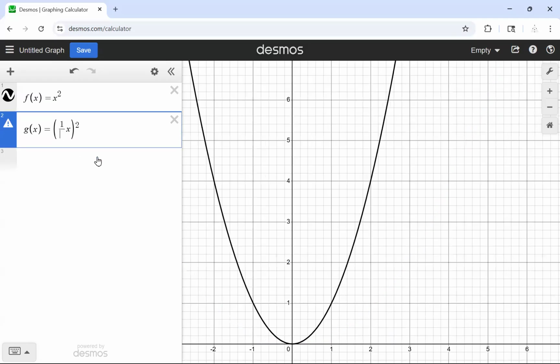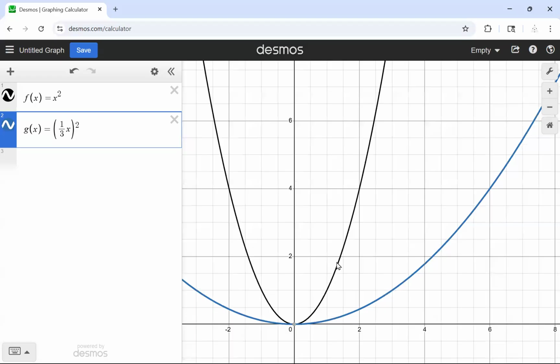And the same thing is true if I multiply by a 1/3 on the inside. Now the x values all triple. Again, 0, 0 doesn't change because tripling 0 still leaves you at 0. So that's the idea of horizontal stretching and shrinking.